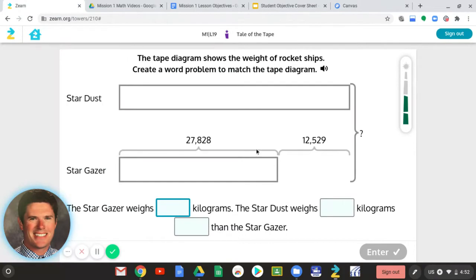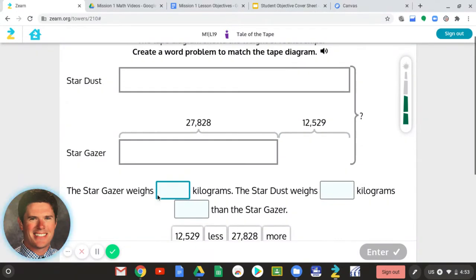Okay. So taking a look here, the Tower of Power. It might give us this tape diagram. Notice this tape diagram shows the weight of rocket ships. Create a word problem to match the tape diagram. Okay, so we see we have the Stardust here. That must be a ship, one of the rocket ships, which we don't know anything about. We have the Stargazer, which is this tape diagram, which is 27,828. And then we have this extension piece that makes it match up with the Stardust, which is 12,529. And then the question it's asking, it looks like, is what are those two combined?